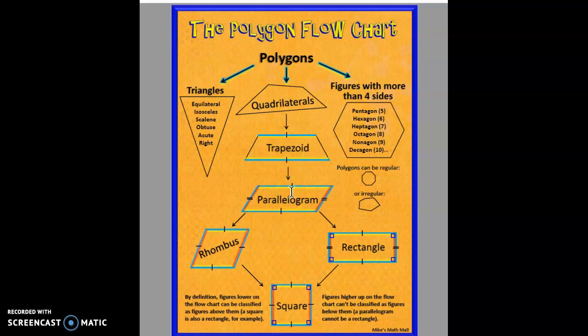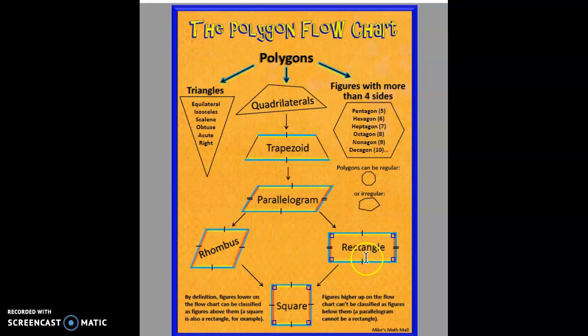Well, if it has 2 sets of parallel sides, it's a parallelogram. You see you have one set, top and bottom, and then a second set on the sides. That's 2 sets of parallel sides, so that's a parallelogram. Then under parallelograms, we know that rhombus, rectangle, and square are all parallelograms. A rhombus is a parallelogram that has 4 equal sides. So not only does it have 2 sets of parallel sides, but every single side is the same length.